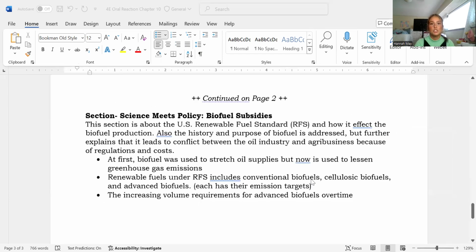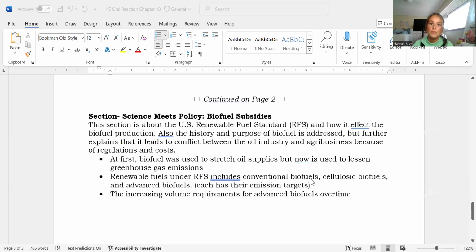This brings us to our last section, the Science Meets Policy box, and it's called Biofuel Subsidized. This is the section that brings up the U.S. Renewable Fuel Standard, or RFS, and how it affects biofuel production. The history and purpose of biofuel is also addressed in this, and it further tells us about the conflict, like I mentioned, between the oil industries and agribusinesses. And it's mostly because of regulations and costs of things.